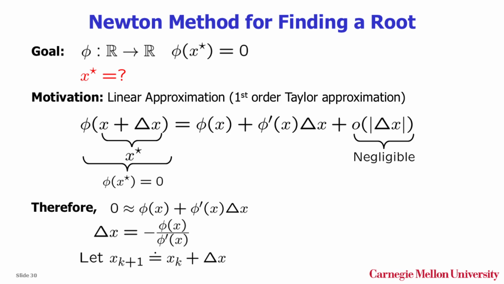Starting from a point x_k, we move by delta x and arrive at a new point x_{k+1}. We have that x_{k+1} equals x_k plus delta x, which is x_k minus phi of x_k divided by the derivative of phi at x_k.